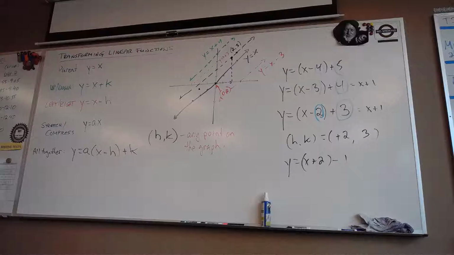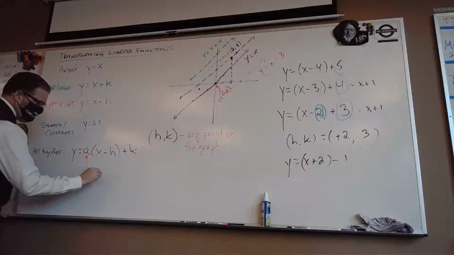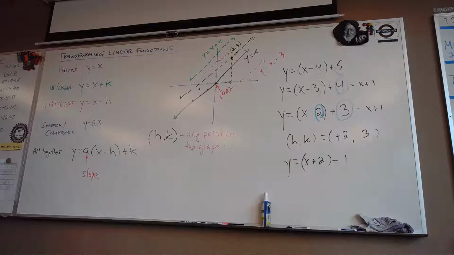I start at 0, 0, and I go h, and I go k. Guess what? There's a point on the graph. And I could just as easily have said, hey, look, here's another point on the graph, and I'll write the exact same equation. But we also know that this is the slope. It's the steepness of my graph. Normally 1 for y equals x, 2, a half, negative 2. That's the slope of my graph.